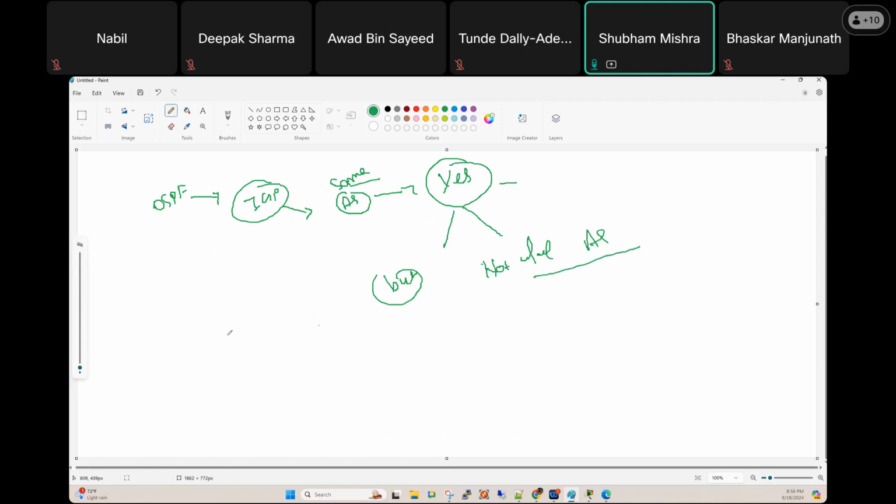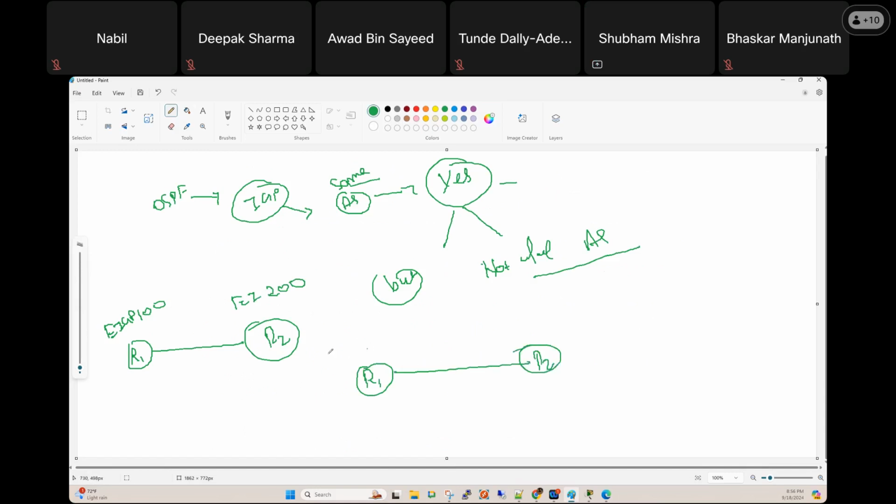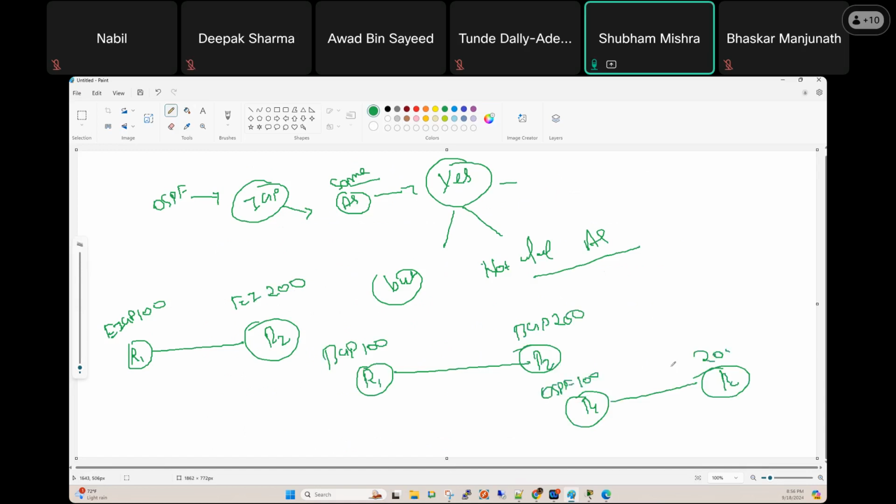What I am trying to say is, please understand: R1, R2. Here I can configure EIGRP 100 and EIGRP 200. Here I can configure BGP 100 and BGP 200. Guys, 100 and 200 are AS numbers. Okay. R1, R2: OSPF 100, OSPF 200.